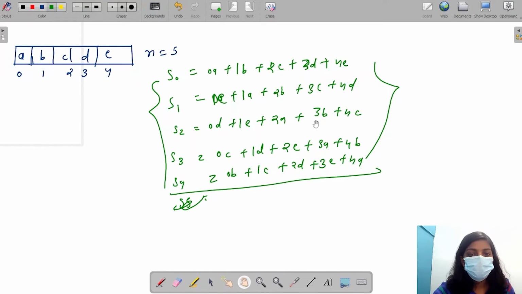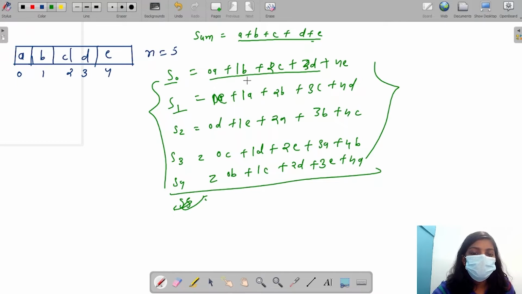from here, as we can see, first of all, the sum for this array is A plus B plus C plus D plus E. This is my sum. So from here, as we can see, all the elements in S1 are now shifted by 1 position forward, right? Here the indices are increased by 1. So all the elements are shifted by 1 position. So whenever I add my sum to S0, I get S1 in some manner, right?